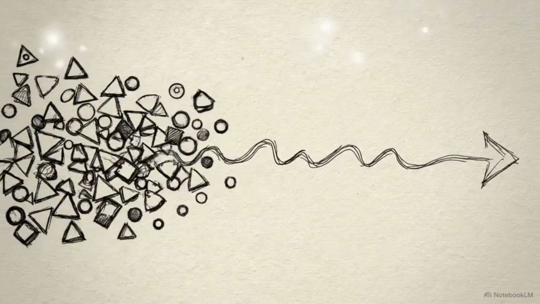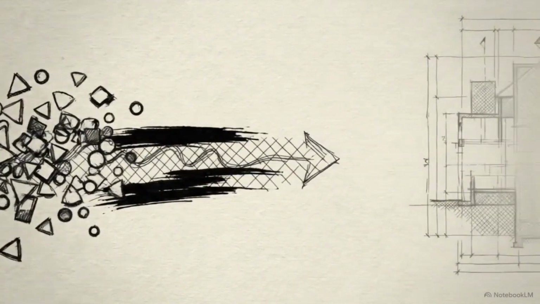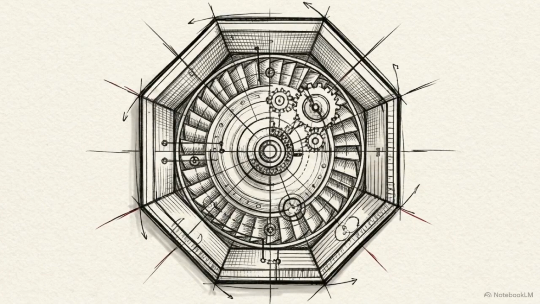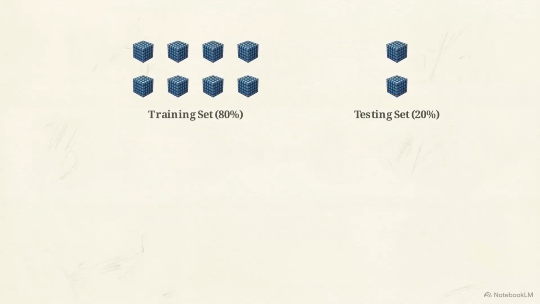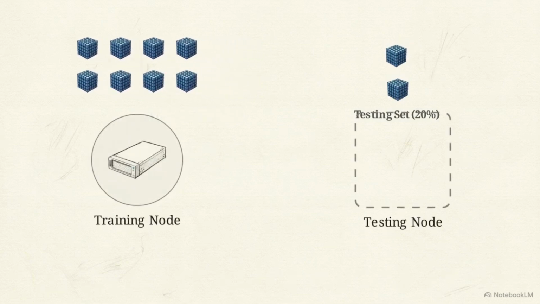EDA acts as the critical bridge that transitions these perfectly cleaned rows of data into a highly strategic architectural blueprint for the machine. Step 5 is modeling and prediction, the mathematical engine of the pipeline. Modeling begins by selecting the specific data features identified during the EDA phase. The process splits data unequally. A massive segment routes into a training node, while a smaller portion is quarantined in a testing node.